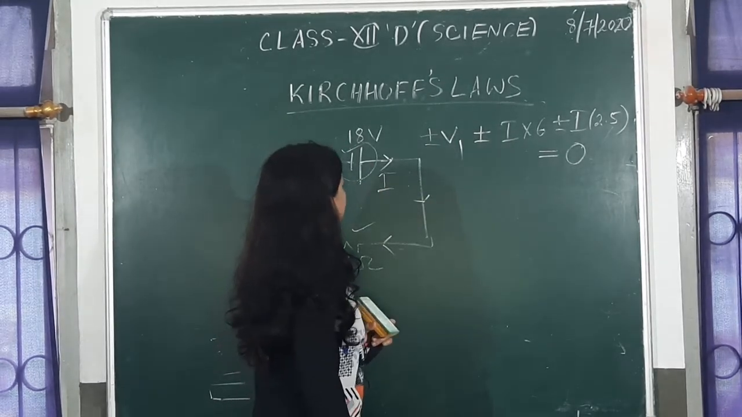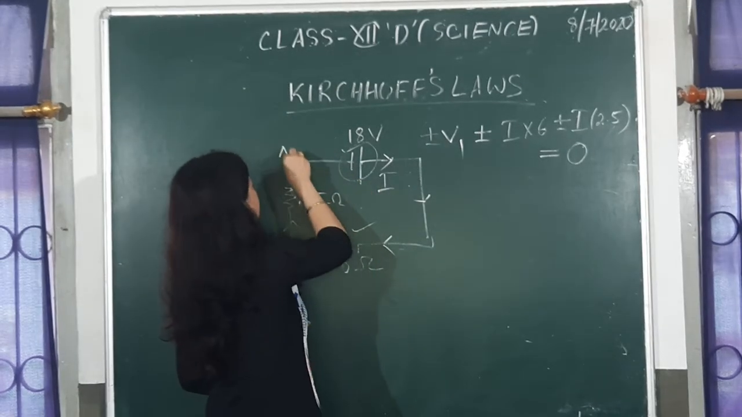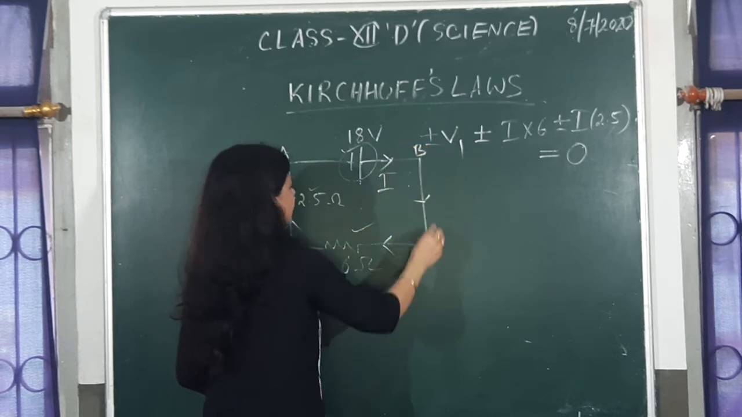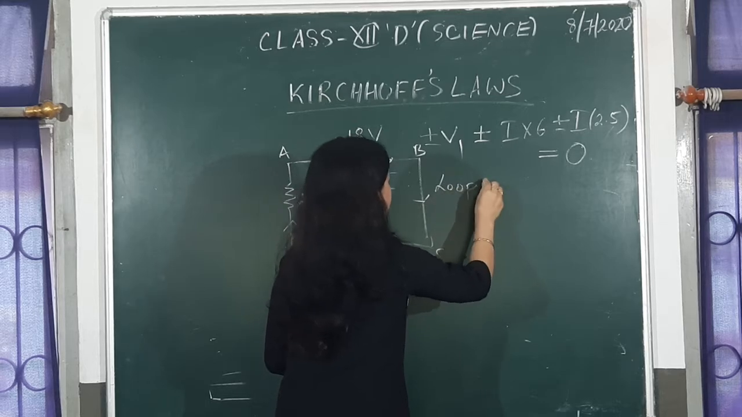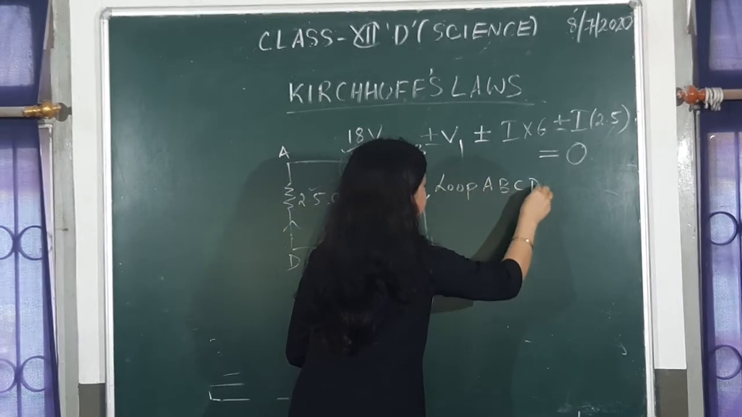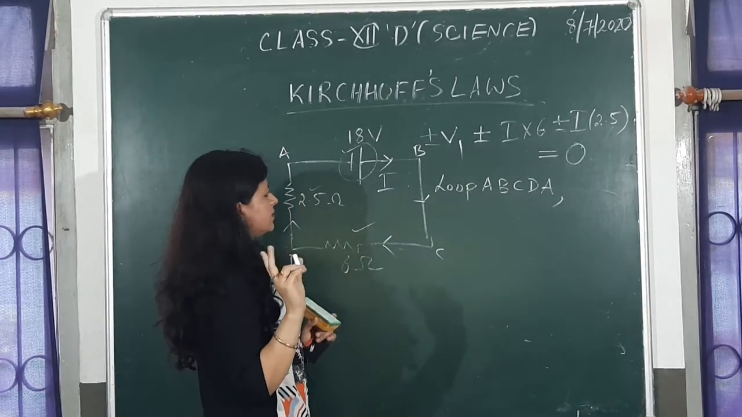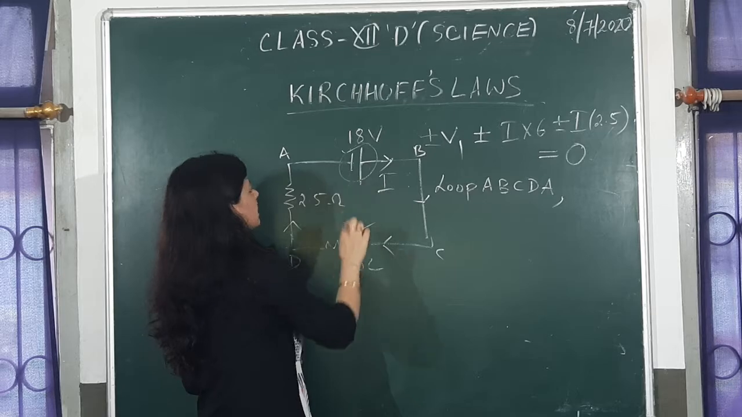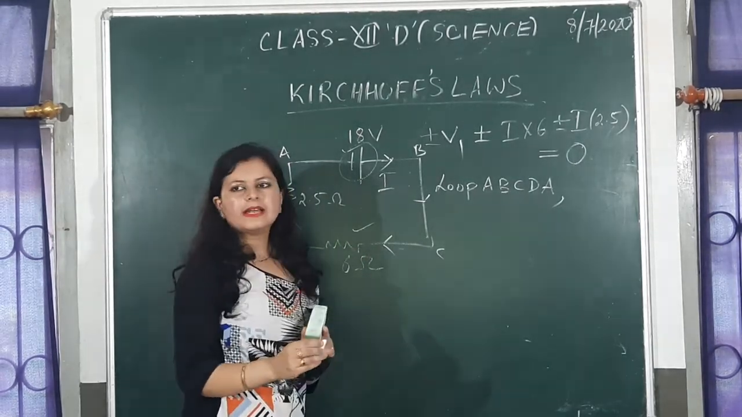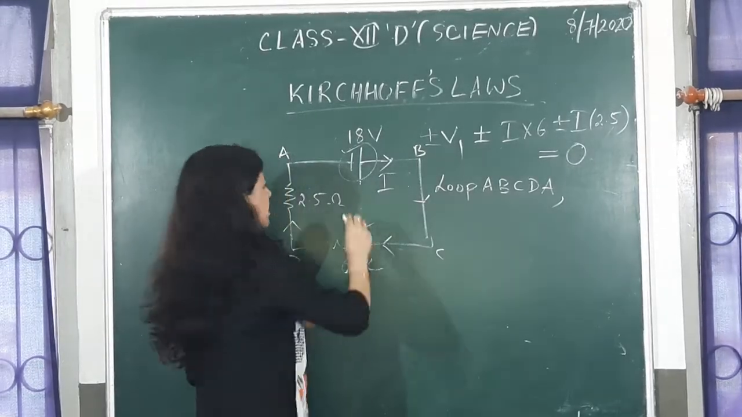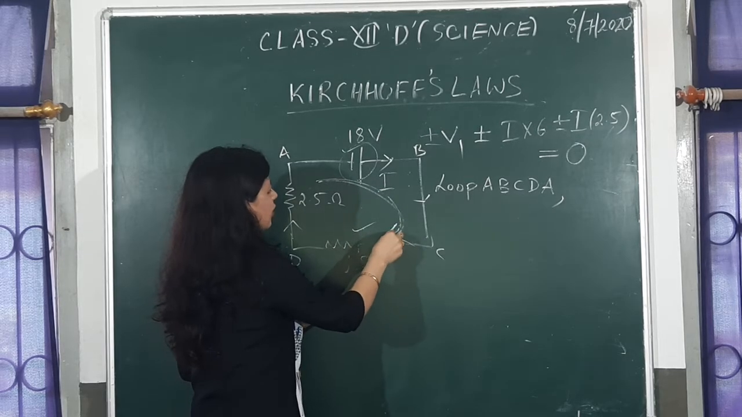Now, let me tell you how to assign the signs. You take a loop. Suppose I start from this point A, B, C, D, A. So my loop that I have taken into consideration is A, B, C, D, A. In this loop I can see 3 potentials, and you have to assign a direction for the loop as well, either clockwise or anti-clockwise. That's absolutely up to you. Here I am taking clockwise.